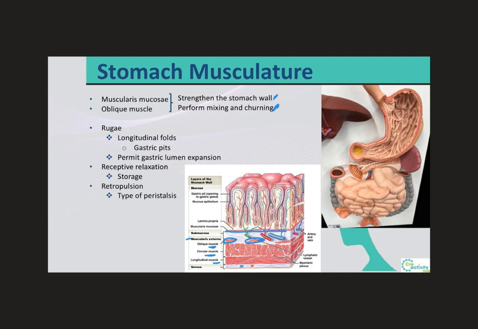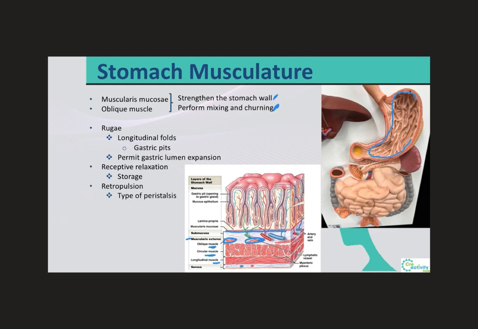And for them to be broken down, this churning and mixing needs to be efficient. And this is why these muscle layers are very important for the churning and the mixing to be very efficient in breaking down the chyme into smaller and smaller particles to be able to have an effective absorption once they reach the small intestine.